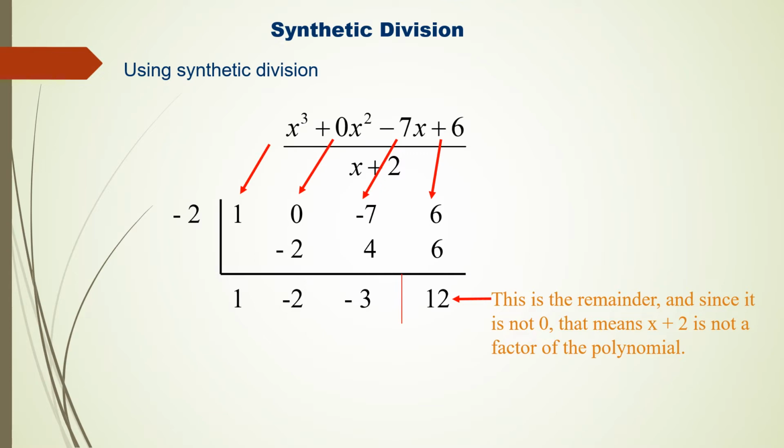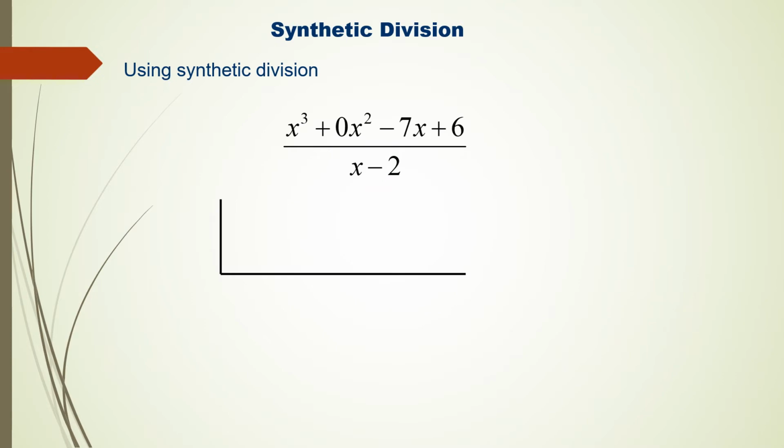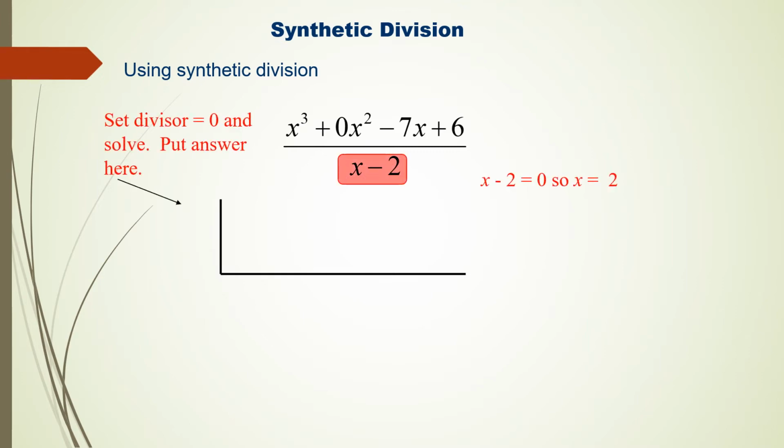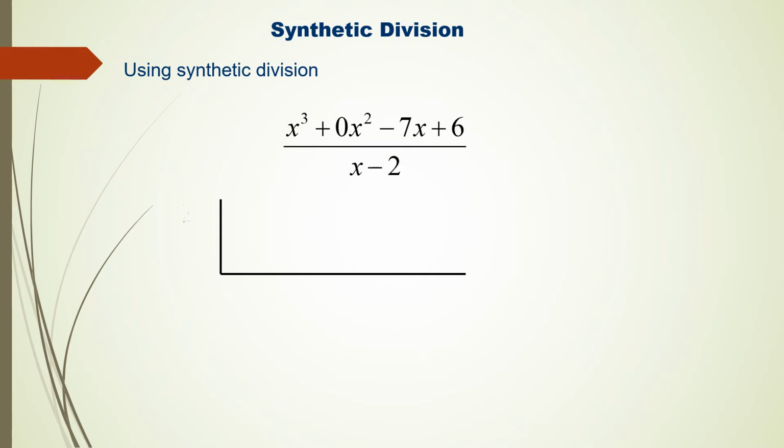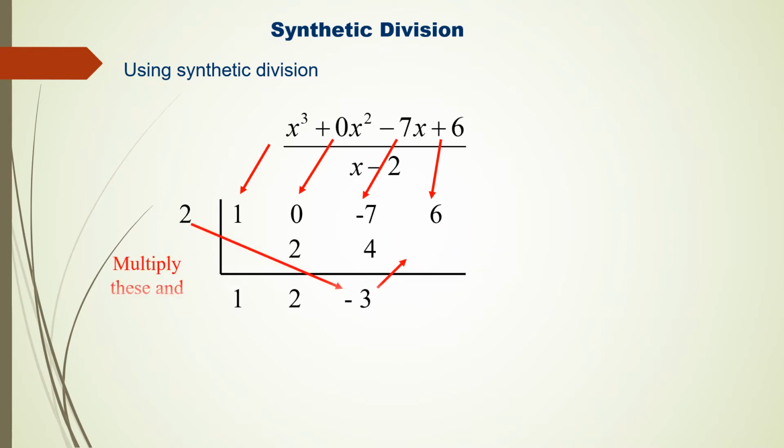So, let's try another. I'll change this to x minus 2. So, if x minus 2 equals 0, x is equal to 2. Tingnan natin kung tama na ang 2. So, bring down the coefficients again. So, we have 1, 0, negative 7, 6. Okay, bring down 1, times 2 is 2, plus 0 is 2, times 2 is 4, minus 7 is negative 3, times 2 is negative 6, plus 6 equals 0.